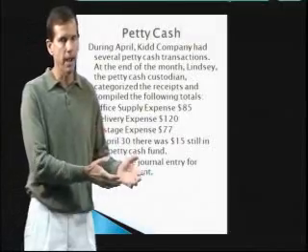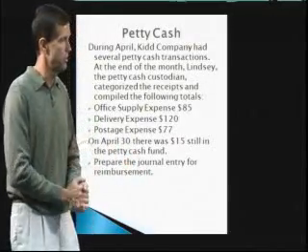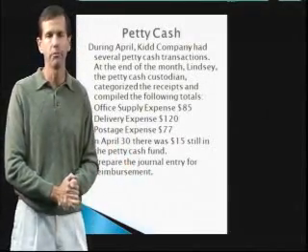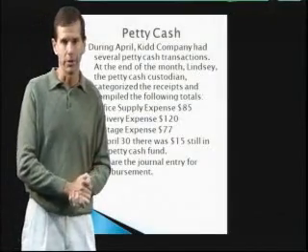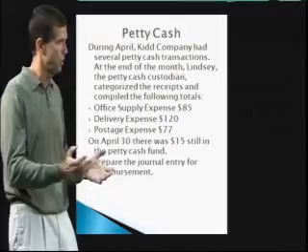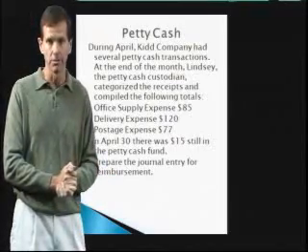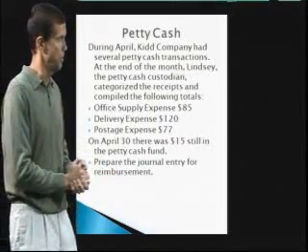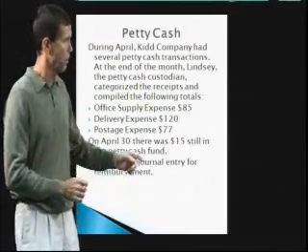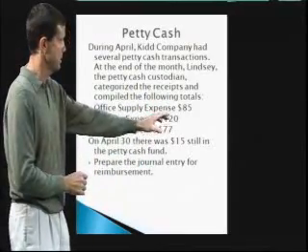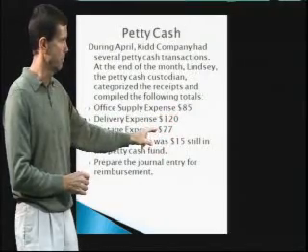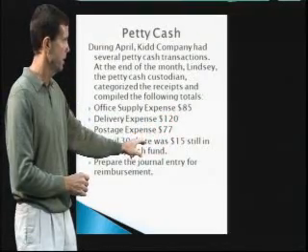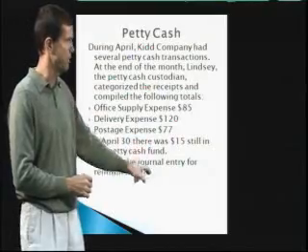We always want to bring it back up to $300. Well, if there is $15 in there right now, then we need to go get $285 to bring it back to $300. So we're going to the bank to get $285. We're also going to need to make a journal entry to record each one of these expenses here: the office supply expense for $85, delivery expense for $120, and postage expense for $77.